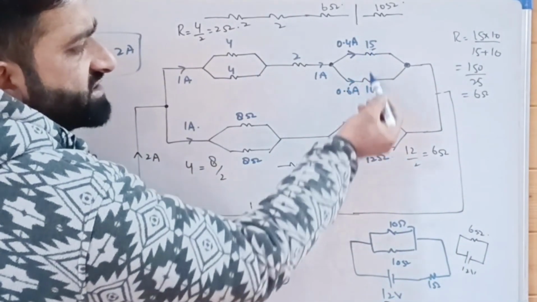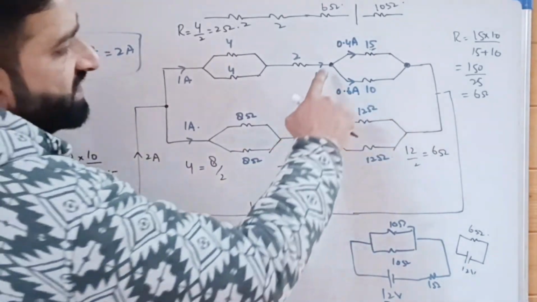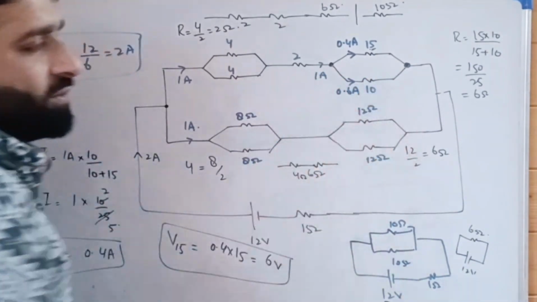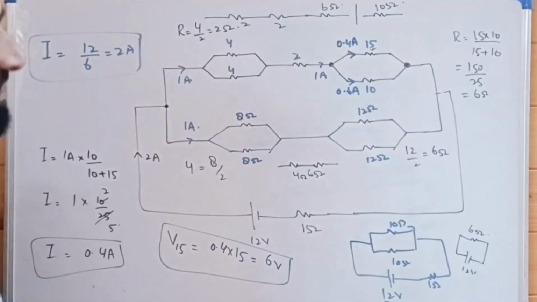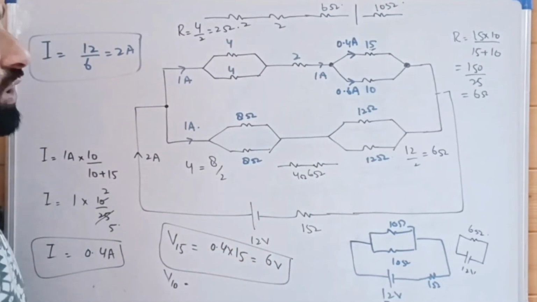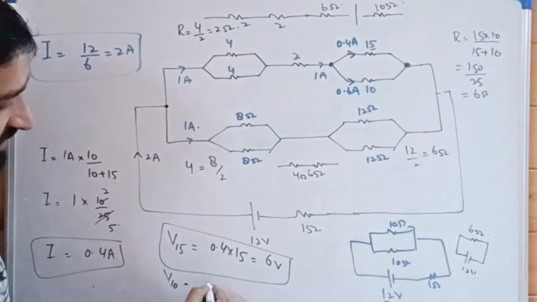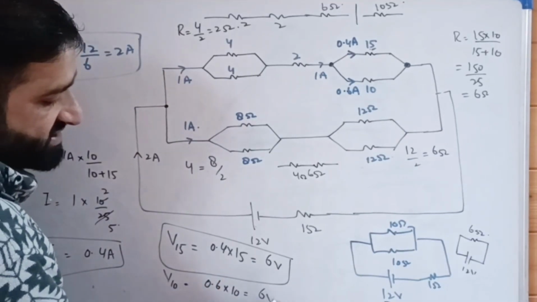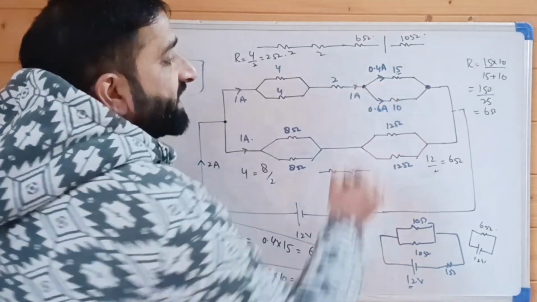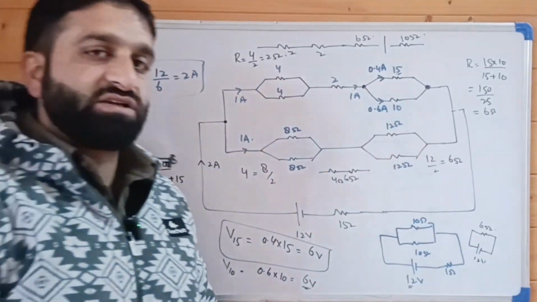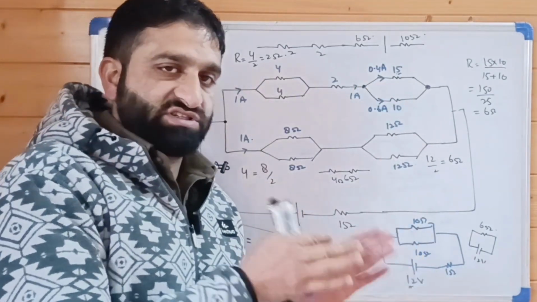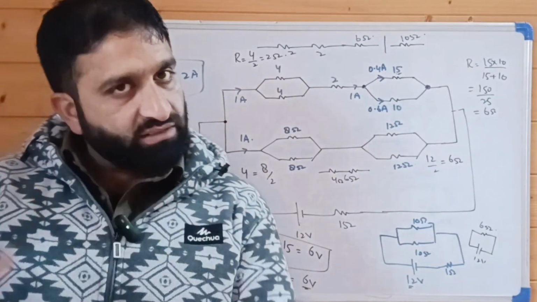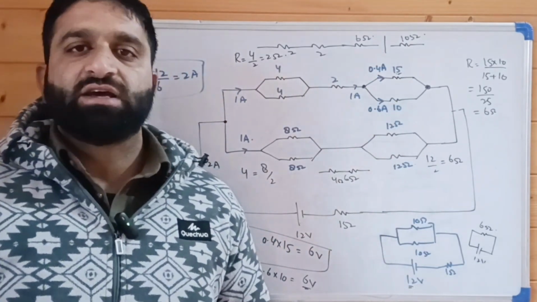As this resistance and this resistance are in parallel, the potential difference between this point and this point should be the same as that across the 10 ohm resistor. We will calculate the potential difference across the 10 ohm resistor. So V10 will be equal to, what is the current? 0.6. 0.6 into 10 is equal to 6 volts. So by calculating the current passing through these two resistances, we see that the potential difference across these two resistors, 15 ohm and 10 ohm, which are in parallel combination, is the same, equal to 6 volts.